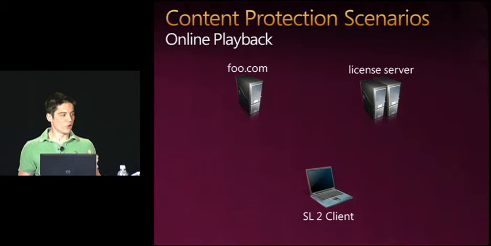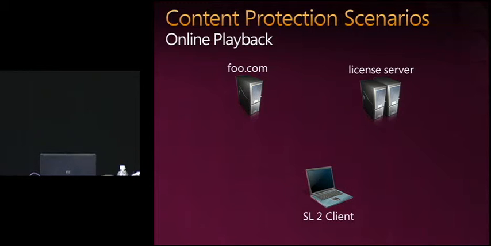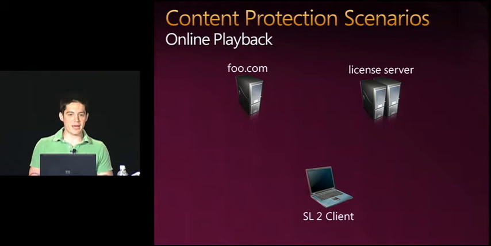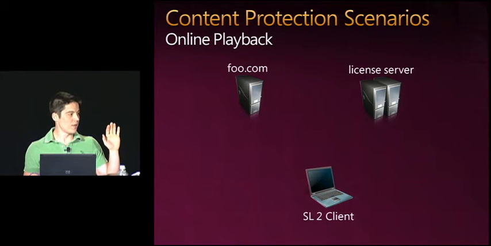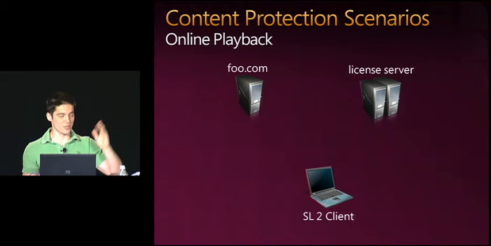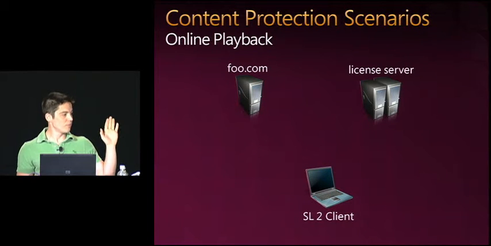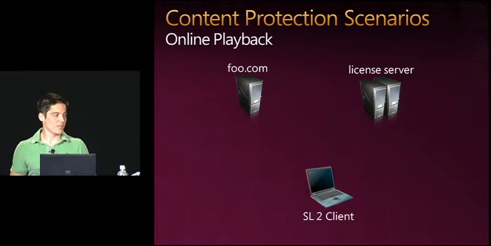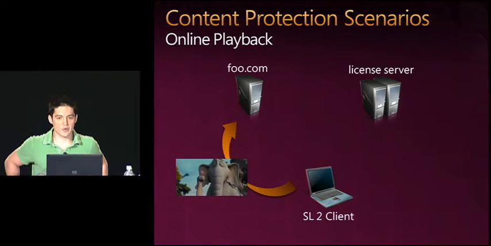So online playback. Normally when you're playing back media, there's two pieces involved. One is a Silverlight client. The other one is the server serving you the media file. In the case of DRM, there's actually a third server, which is your license server. So let's say Silverlight 2, for a second, let's assume that they have everything they need. Next, we're going to go over how the user actually gets there. But your Silverlight client makes a request for a media file.